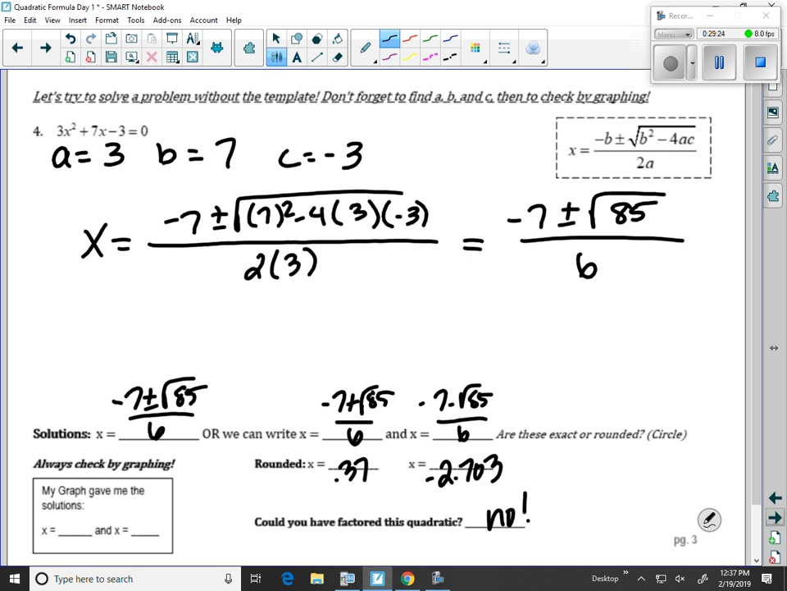Okay, this one is not factorable. When you get the rounded, you should get 0.37 and -2.70.